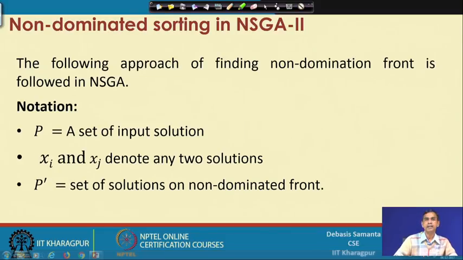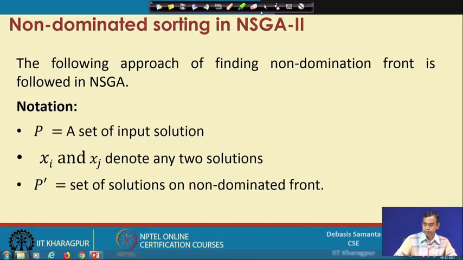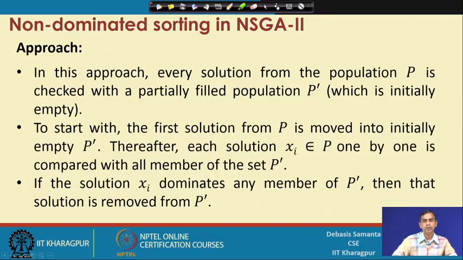Let us first consider the different notations that it follows. Like in the NSGA procedure, P is the input solution set, that means the set of all solutions belonging to the current population, and xi and xj are any two solutions in the set. Here P dash is the set of solutions on the non-dominated front. These are the terminologies that we will follow.